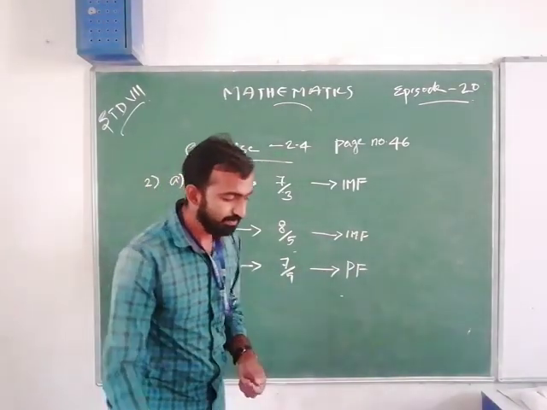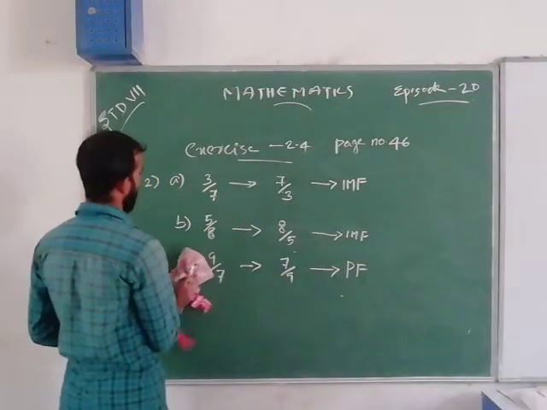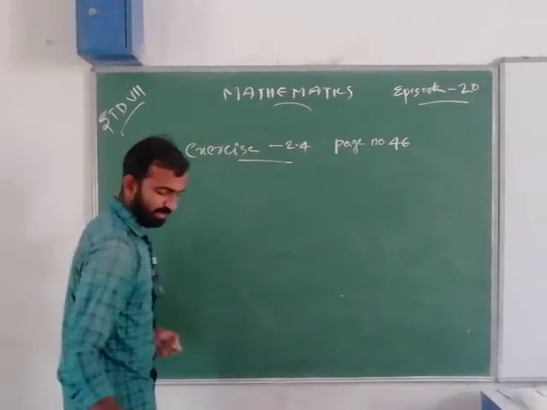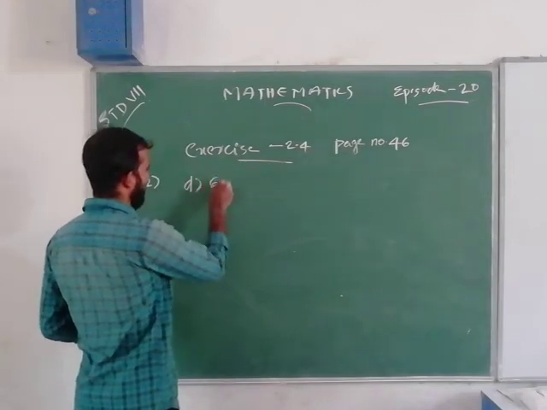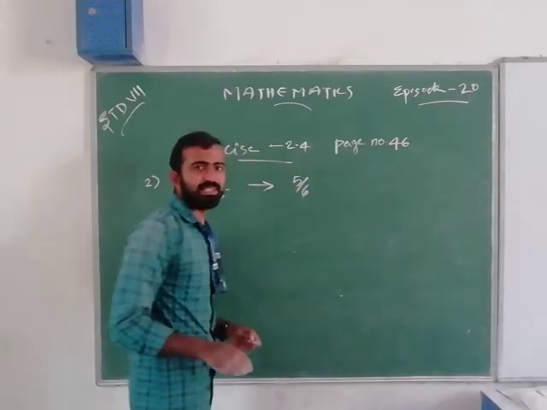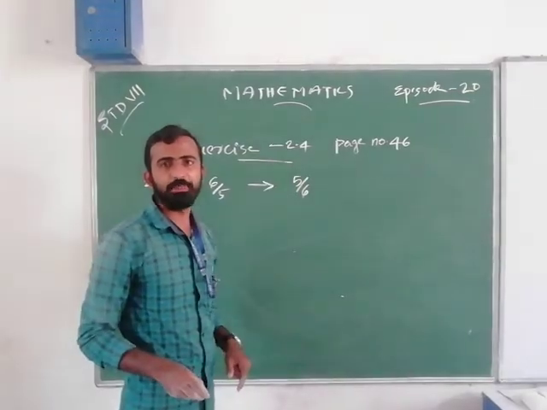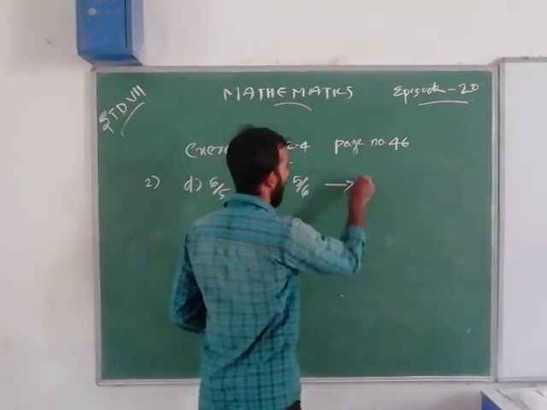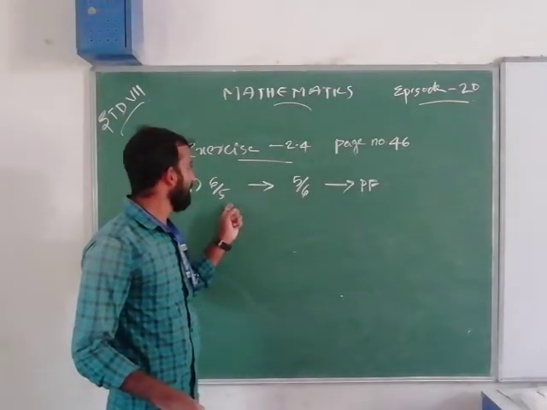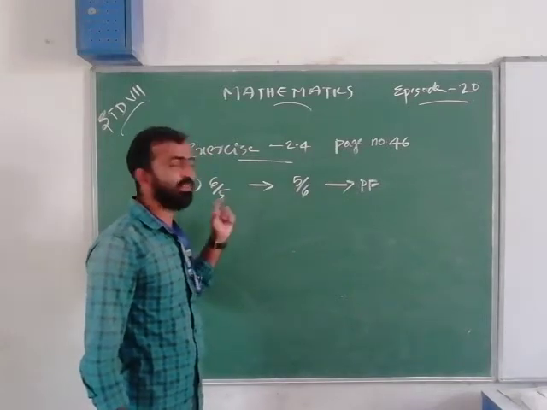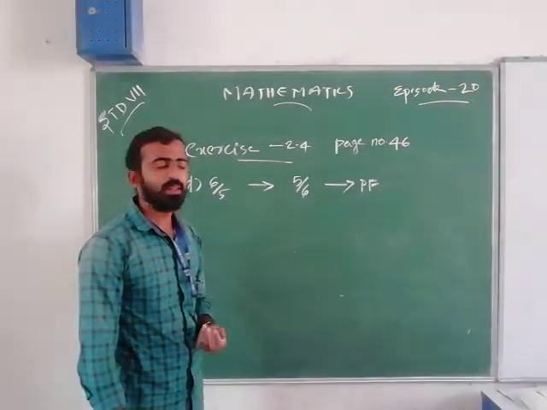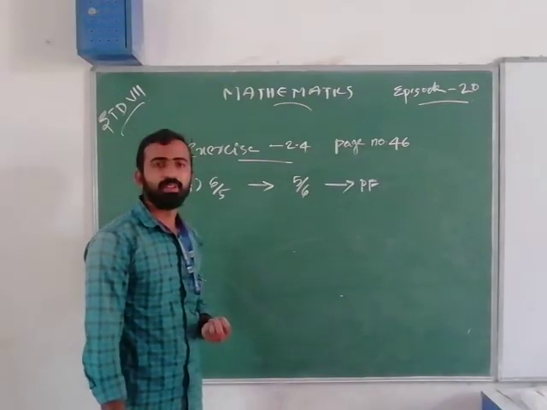Okay, this one is 6 by 5. What is the answer? That is 5 by 6. The answer is 5 by 6. That is a proper fraction. The reciprocal of 6 by 5 is 5 by 6. We change the position of the numerator and denominator, then we get 5 by 6. That is a proper fraction.